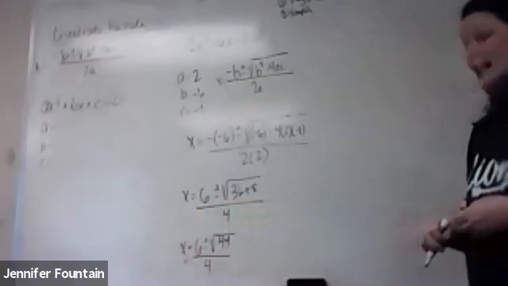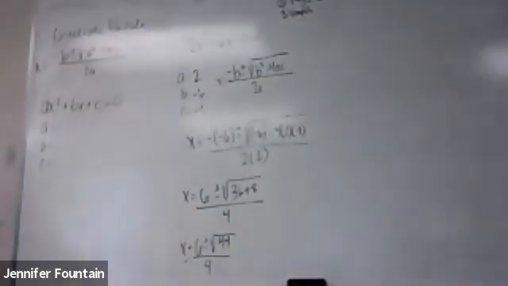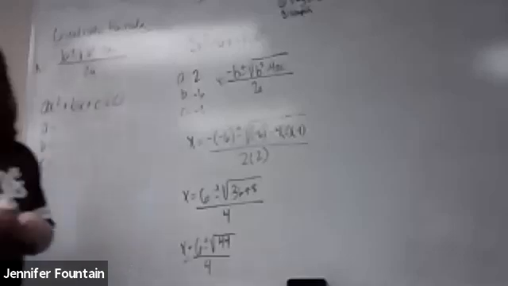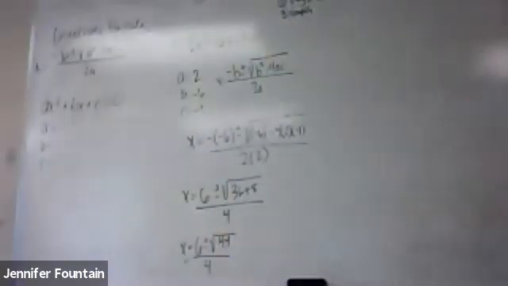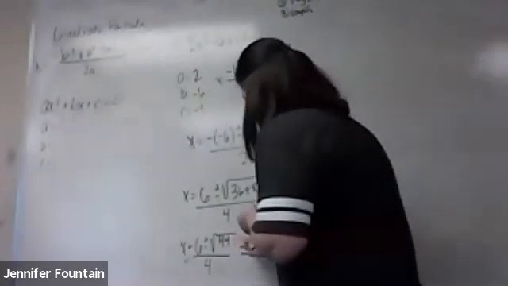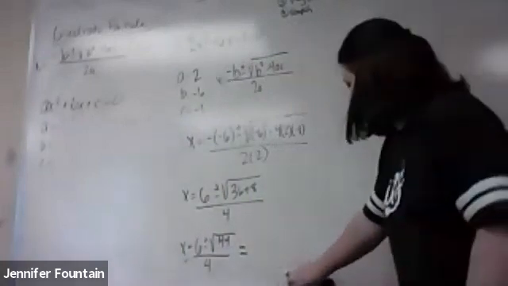All right, so now thinking about the square root of 44. Can that be simplified? Yes. What do I know when I break down the square root of 44? 4 times 11. So which of those can I simplify? The 4. What is the square root of 4? 2. So I know that ends up being 2 times the square root of 11.